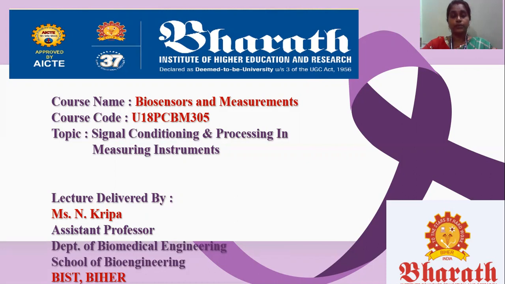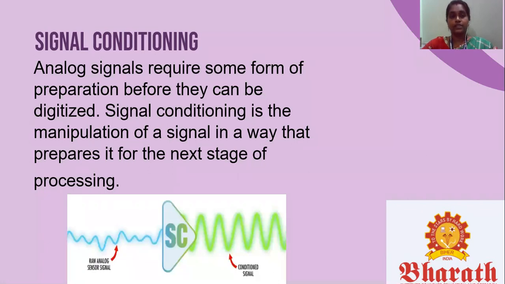So here we are going to see the basic instrumentation equipment which we are using regularly, and how the signal is conditioned and processed in them. Signal conditioning: analog signals require some form of preparation before they can be digitized. Signal conditioning is the manipulation of a signal in a way that prepares it for the next stage of processing.